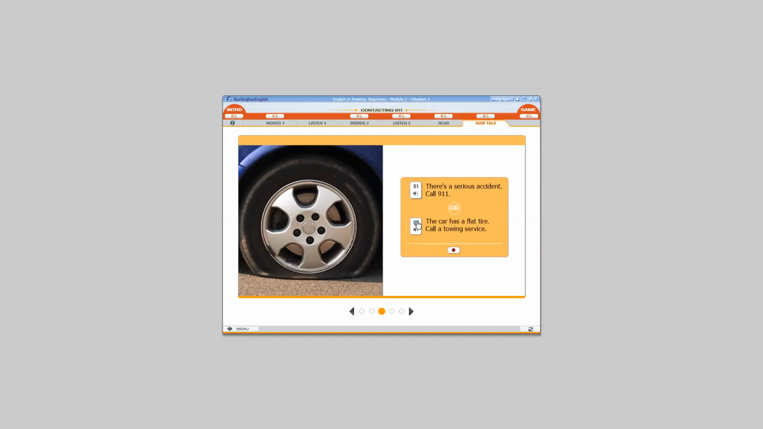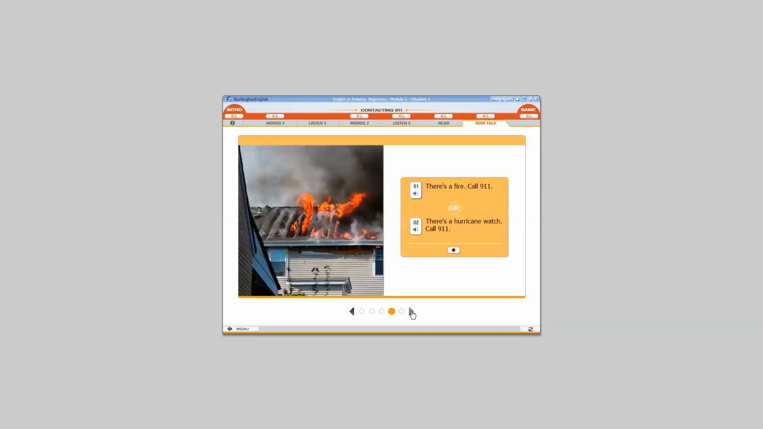Two is correct. The car has a flat tire. Call a towing service. Let's get the next one. There's a fire. Call 911. There's a hurricane watch. Call 911. Okay, which picture is correct? Number 1 or number 2?